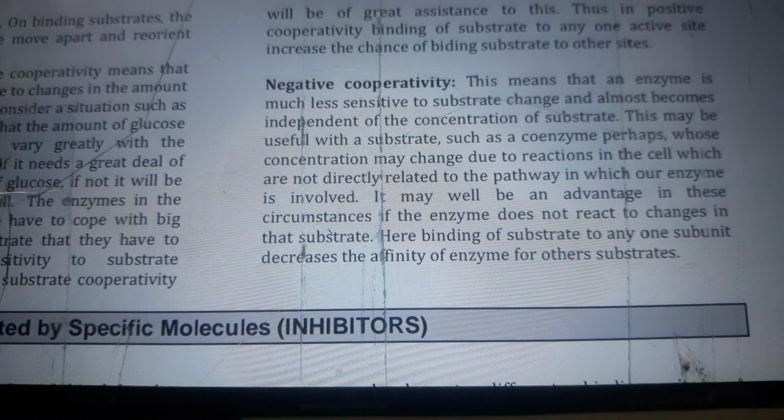Thus, in positive cooperativity, binding of substrate to any one active site increases the chance of binding substrate to other sites. Negative cooperativity means that an enzyme is much less sensitive to substrate change and almost becomes independent of the concentration of substrate. This may be useful with a substrate such as a coenzyme, perhaps, whose concentration may change due to reactions in the cell which are not directly related to the pathway in which our enzyme is involved. It may well be an advantage in these circumstances if the enzyme does not react to changes in that substrate. Here, binding of substrate to any one subunit decreases the affinity of the enzyme for other substrates.